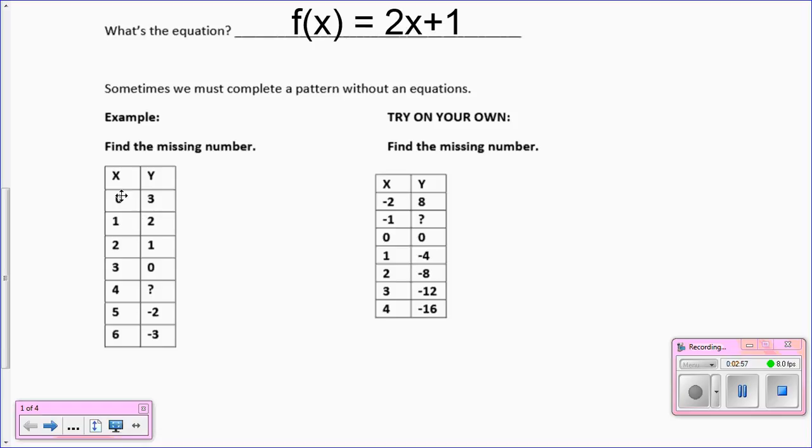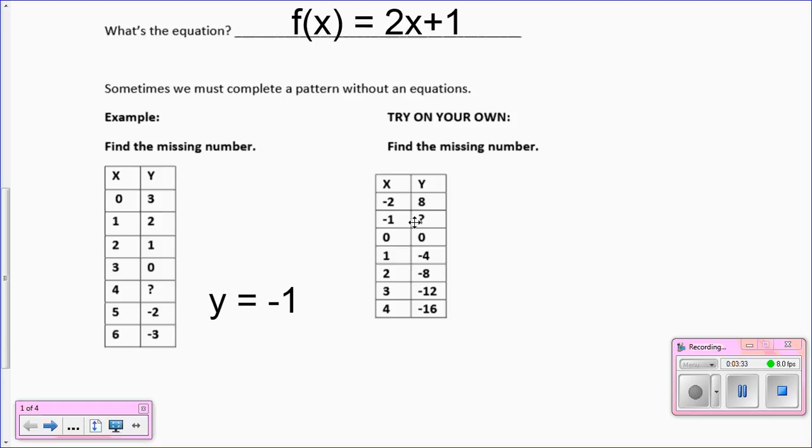Well, I'm adding 3 here. I'm adding 1. I'm subtracting 1. I'm subtracting 3. What's happening? So you kind of have to figure out the pattern. What's going on with the x? So it looks like I'm adding 3, maybe? So the missing number would be -1. You can also see the pattern here as we go up. But go ahead and try this one on your own.